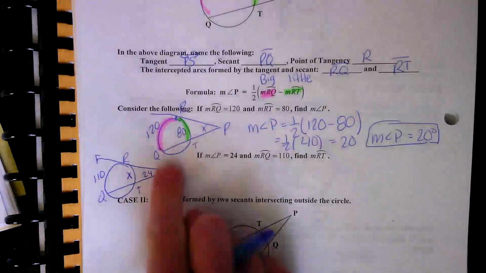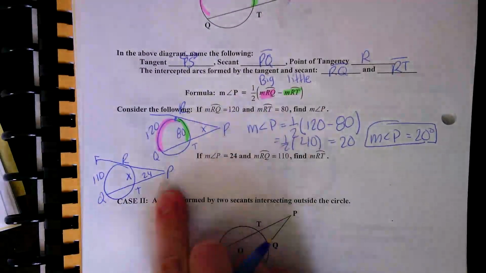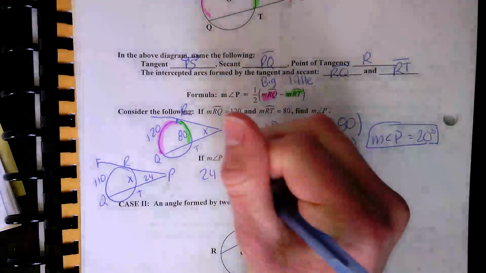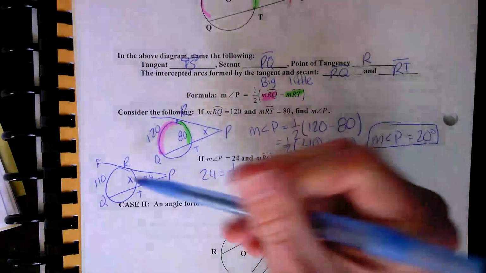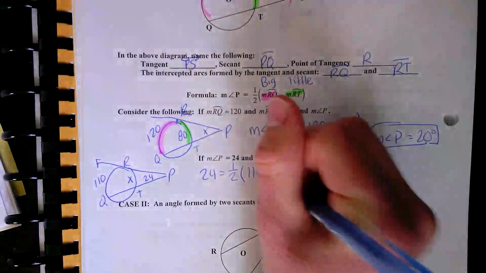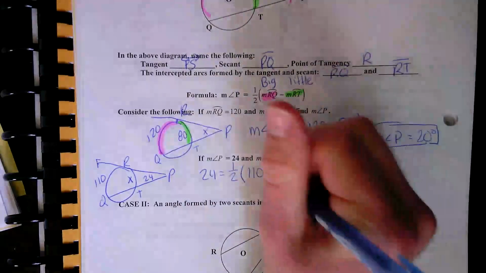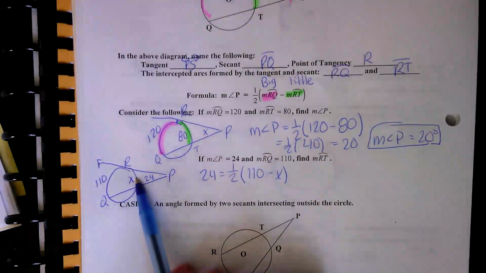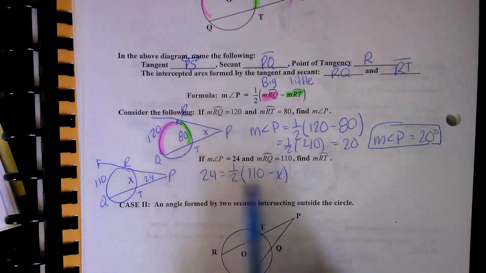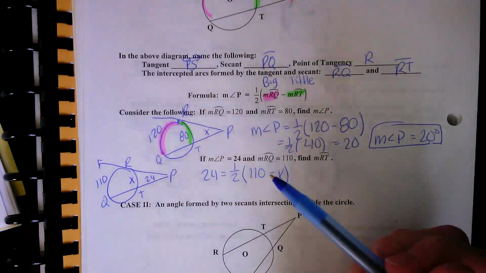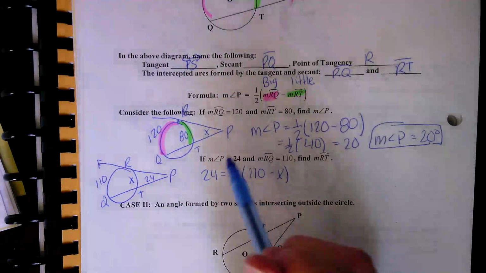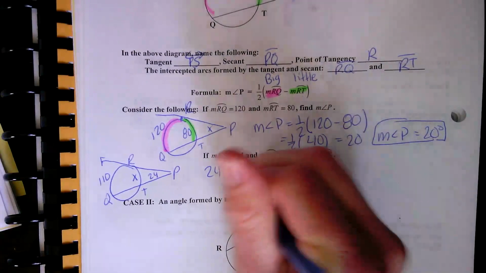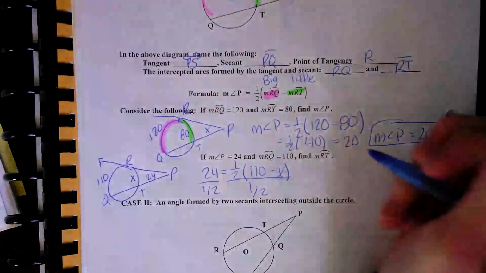Okay. So let's plug in what we know into our formula here. So the measure of angle P is 24, and that's equal to 1/2 the measure of arc RQ, which is 110, minus the measure of arc RT, which is X. Okay. Now, what we are trying to find is the measure of RT. Okay. So let's solve for X. So the first thing we could do, well, there's a couple things we could do. We could either distribute or first divide by 1/2. I'm going to divide by 1/2 first, but you can distribute if you'd like first.